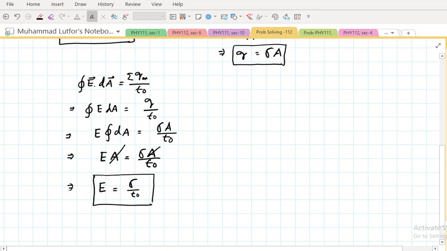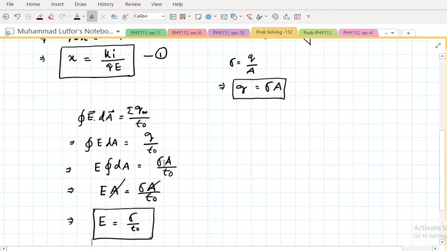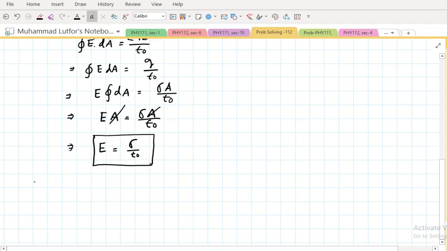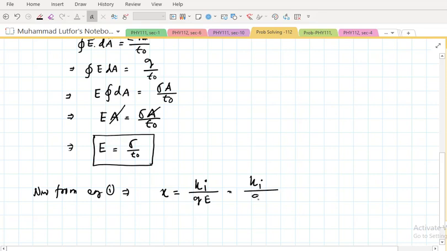So now we are going to use this into equation number 1. Now from equation 1 we can write that x would be Ki divided by Q into E, right? So E is basically sigma by epsilon naught, so I put the epsilon naught over here. Now we can plug in the values.